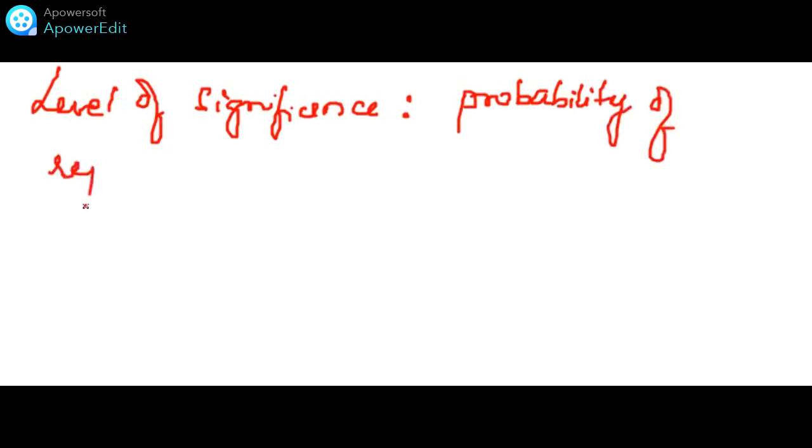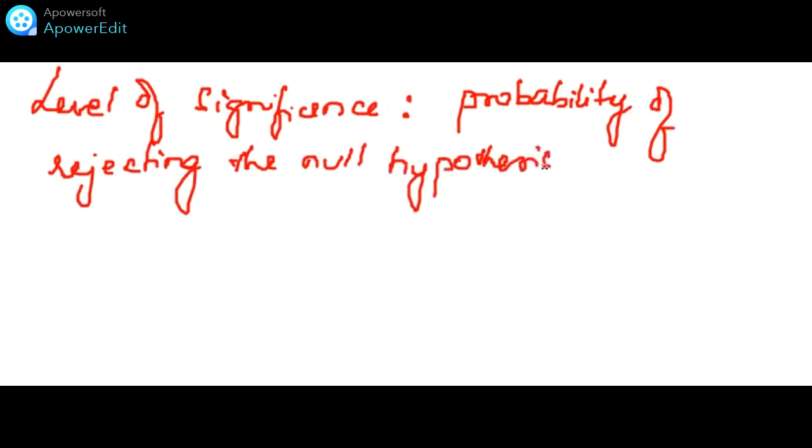Okay, another important point I would like to discuss: level of significance. So what is level of significance? It is a probability. It is the probability of rejecting the null hypothesis when it is true. So how much probability is there that you have rejected the null hypothesis when it was true? That is called the probability or level of significance.